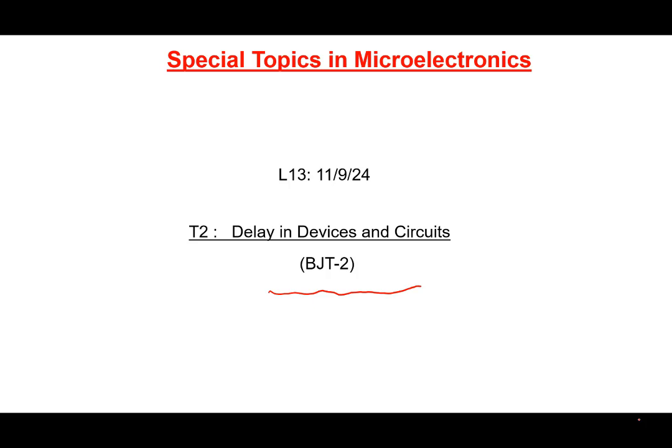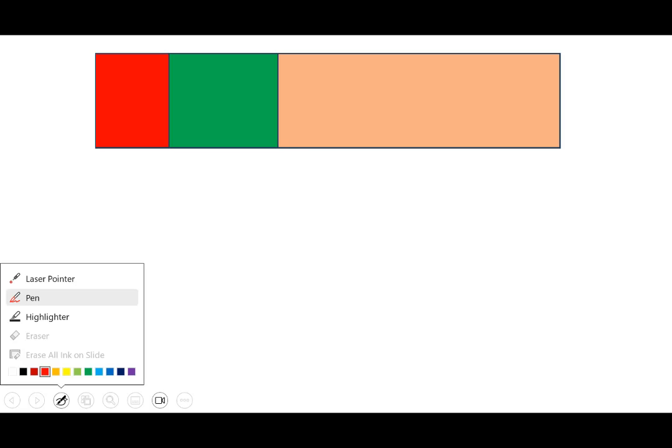So we've been discussing various topics, but last lecture we were looking at delay in bipolar transistors. Here is a simple 1D schematic of the bipolar transistor. As you can all identify, we have emitter, base, and collector. Emitter is N plus. We are talking about an NPN transistor. This is P, and this is N.